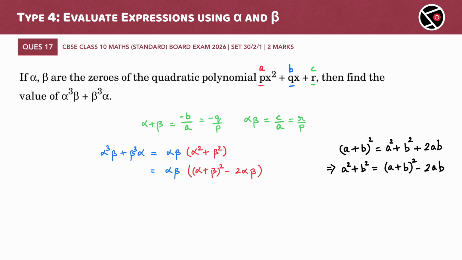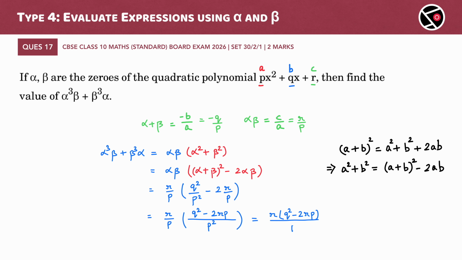Now we substitute the values of alpha beta and alpha plus beta. We have... we solve further. And we have r q square minus 2rp over p cube. We are done.